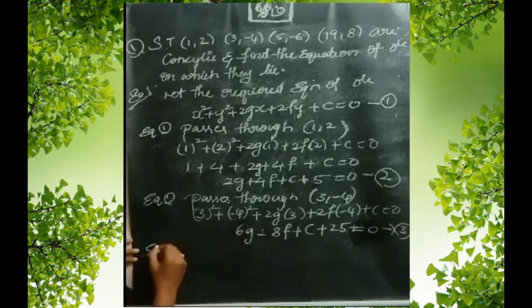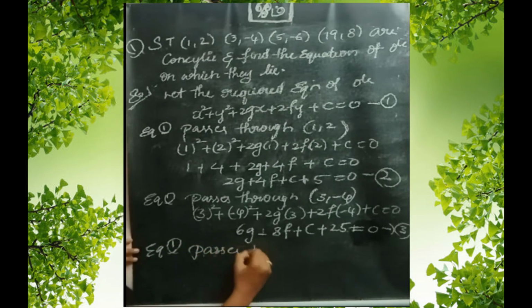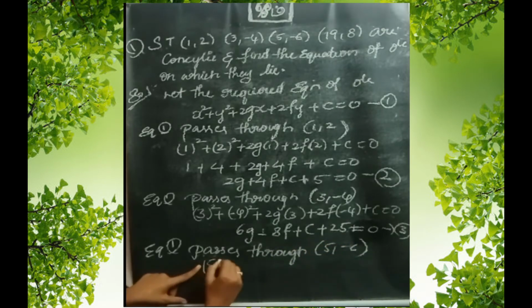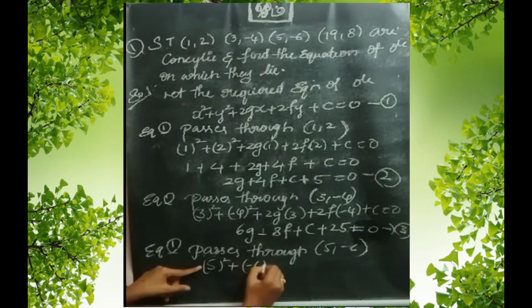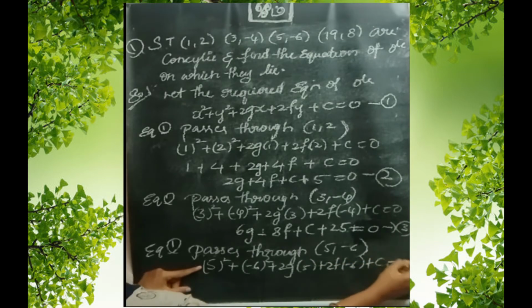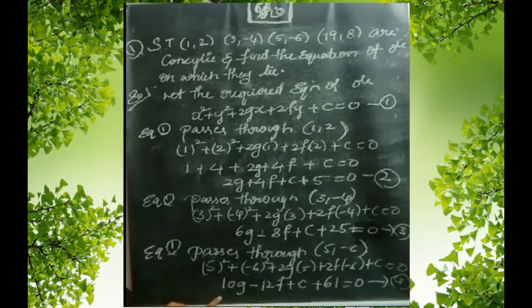Now, equation 1 passes through (5, -6). 5 square plus (-6) square plus 2g of 5 plus 2f of -6 plus c equals 0. Then you will get 10g minus 12f plus c plus 61 equals 0, which is our fourth equation.